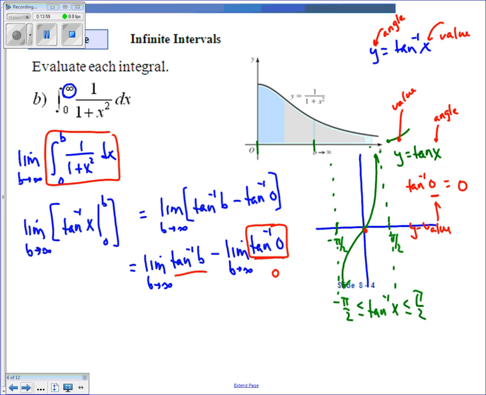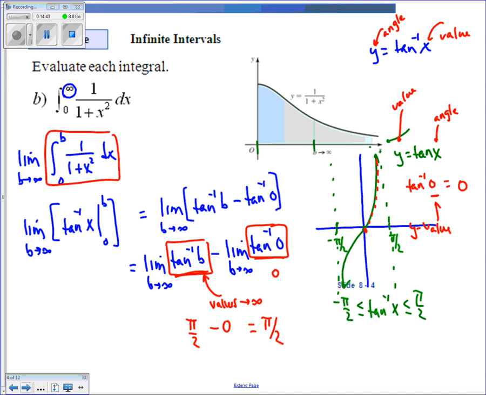And now let's look at the other function. Inverse tangent of b, as b is getting closer to infinity. So this says the values are getting closer to positive infinity. Where in this graph are the values approaching infinity? Well, the y values will be getting closer and closer to infinity right here. So what is that angle as the y values are approaching infinity? The inverse function gives the angle, and that will be just pi over 2. So we have pi over 2 for this first limit, 0 for the second, since inverse tangent of 0 is 0. And so our answer here is actually pi over 2.